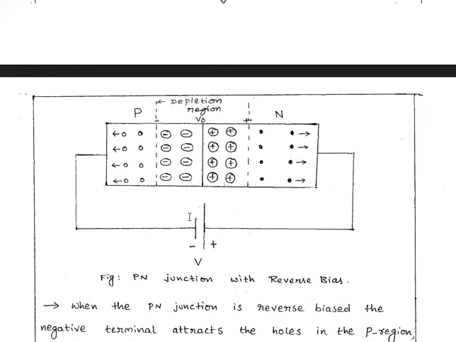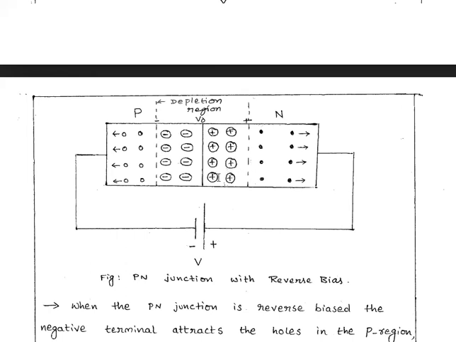In a similar way, the positive terminal of the battery attracts these free electrons in the N region away from the junction and towards the battery. Now, no charge is able to cross this junction as electrons and holes move away from the junction. Yes, the depletion region widens. This is the depletion region, it will get widened.